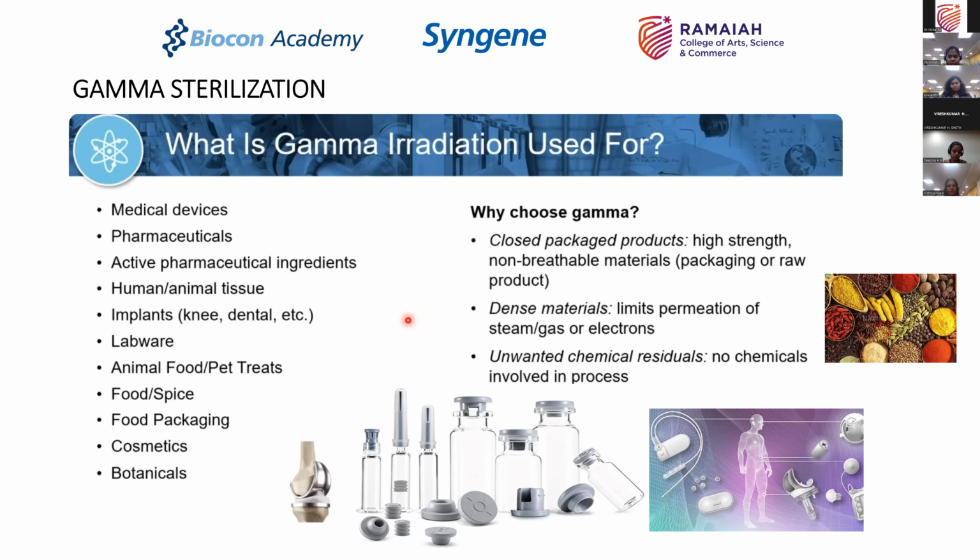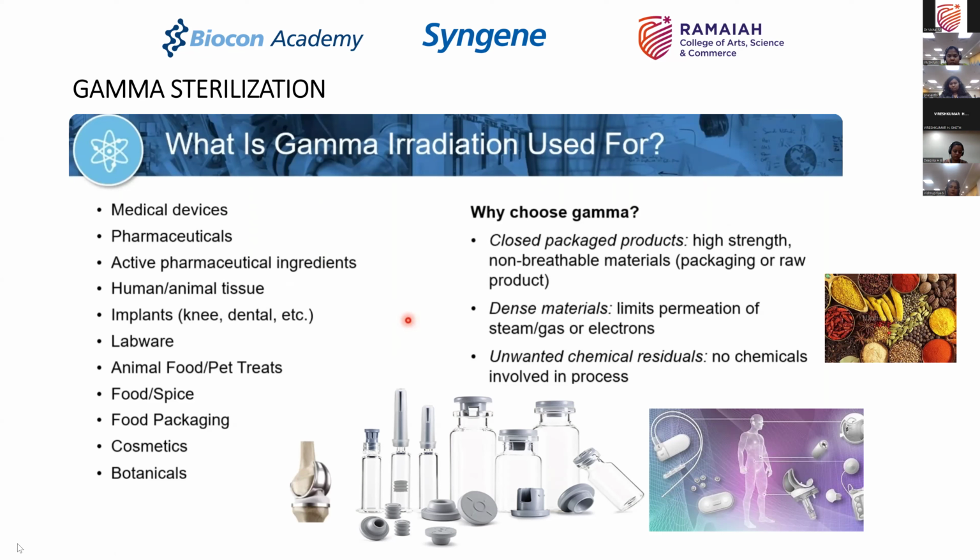Labwares, a lot of labwares today, when you use petri dishes and others, you don't have to sterilize them. They are ready to use because they are already gamma irradiated before they arrive at your site. Animal food and pet treats, food and spices, food packaging, cosmetics, botanicals, a huge application is there for gamma irradiation. So that is why gamma irradiation is generally something which can be outsourced also.